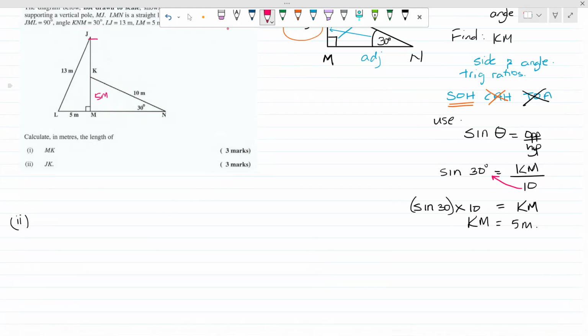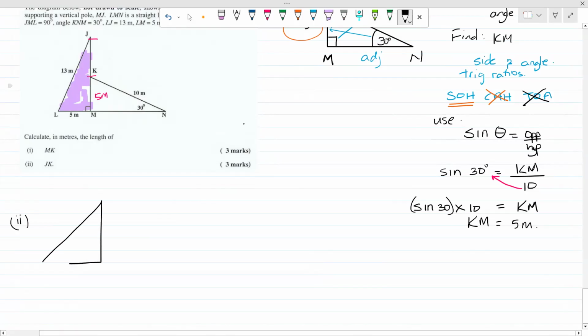So we need to find this other piece. We can't just find that off the whim like that. The first thing we need to do is look at this triangle here, the whole triangle. So I'm going to draw this out just like Mr. Khan, my teacher, used to tell us. We take out this triangle. This is L, this is J, this is M, this is 13 meters, this is 5 meters.